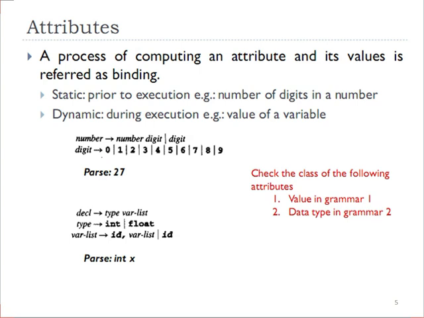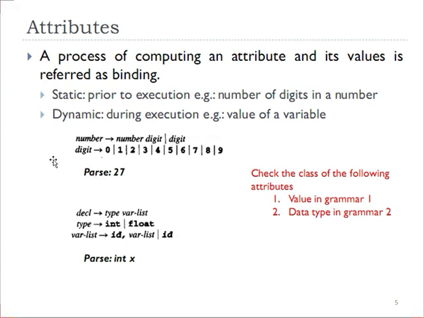So the process of computing an attribute and its value is referred to as binding, and that binding can be static binding or dynamic binding. When the calculation is performed prior to execution of the program, we call it static binding, and if it is performed during the execution of the program, we call it dynamic binding.